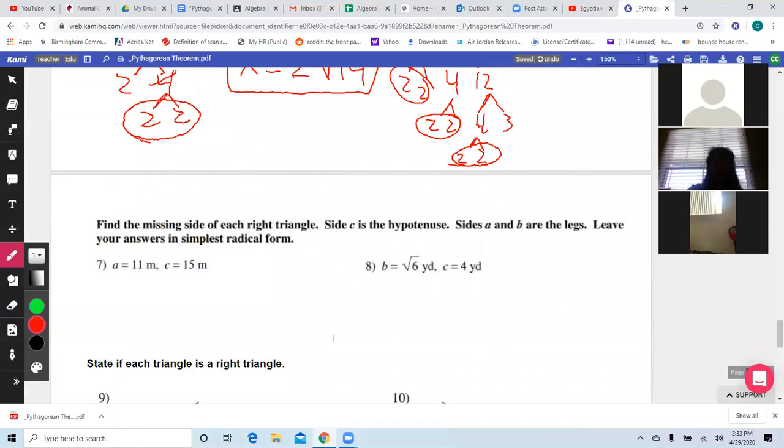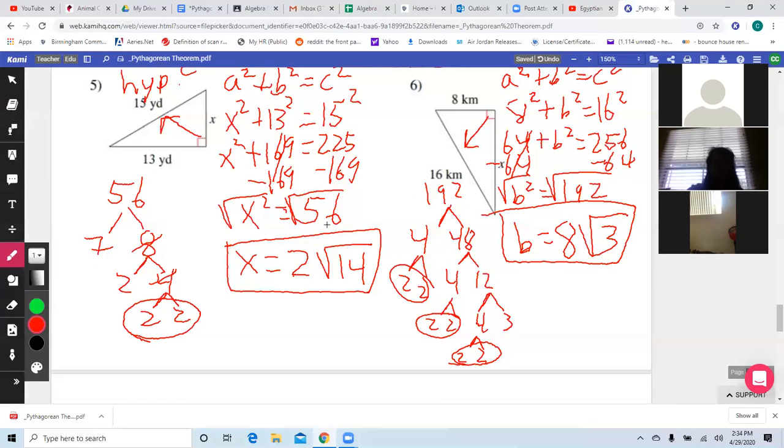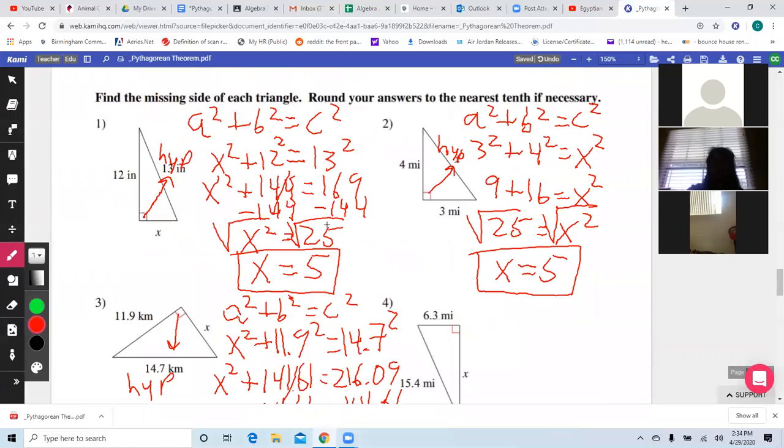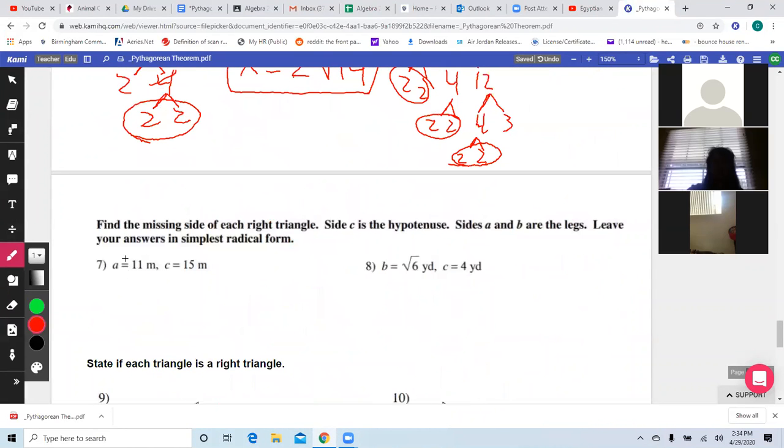Okay. Number 7. Now look at number 7. Find the missing side of each right triangle. It's the same thing that we've been doing. The only thing is they do not give you a picture, but they actually tell you what A and C are. So this should be fairly simple too. But we're going to do this one so that we could just keep reviewing the radical form.